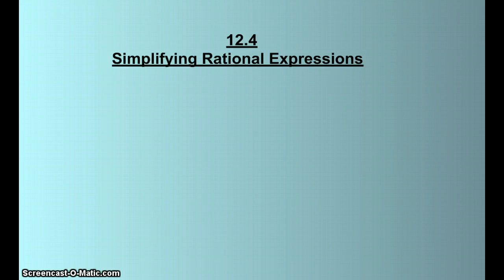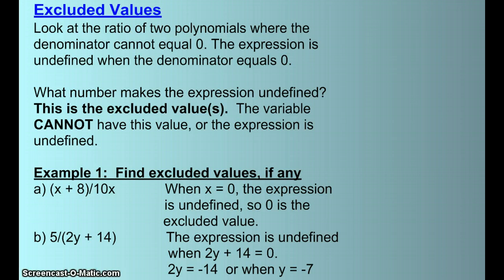This is section 12.4, simplifying rational expressions. First, we're going to look at excluded values. When you look at the ratio of two polynomials, we want to make sure that the denominator does not equal 0, because the expression is going to be undefined when the denominator is 0. So you want to look at what number makes the expression undefined.